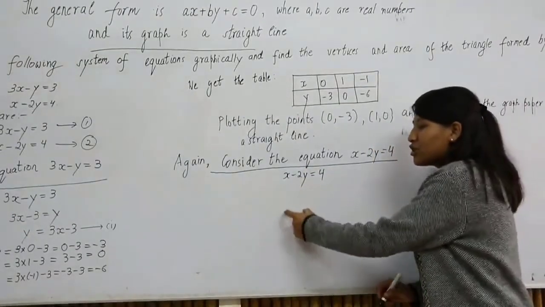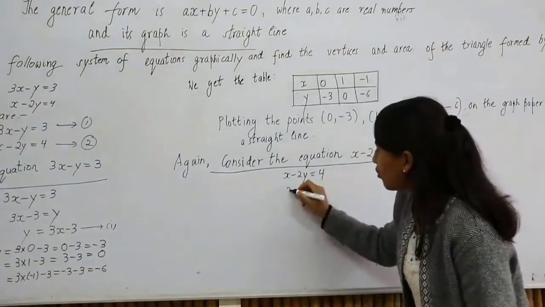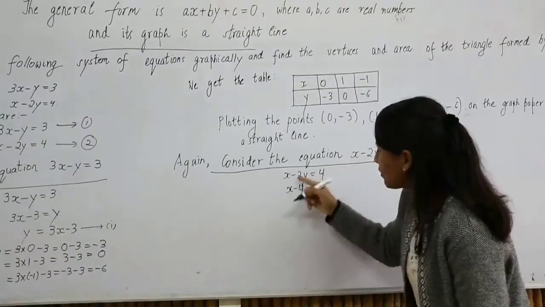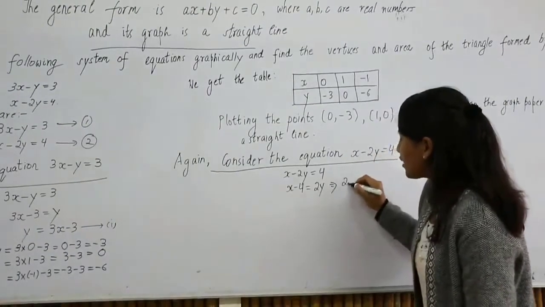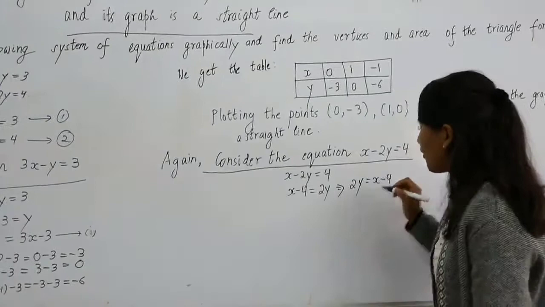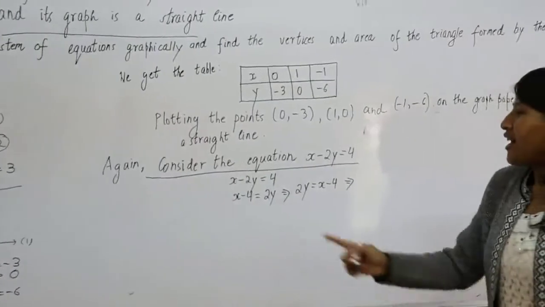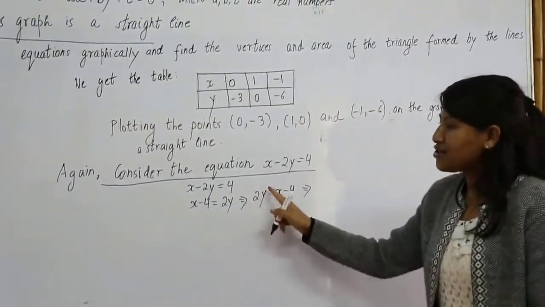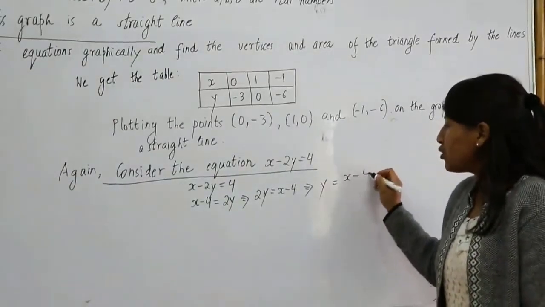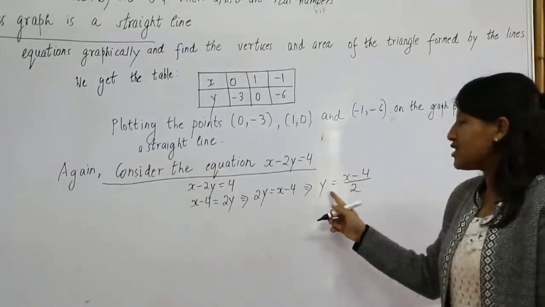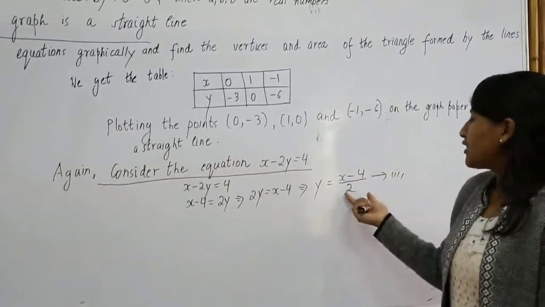Since I usually put y here, I'll transfer y to the other side. This will be minus, this will be plus. So this implies that 2y equals x minus 4. You can write the equality the other way also, it's correct. And then this y, make sure that it has to be 1. So how can I make it 1? Divide by 2 both sides. This will help you to solve.